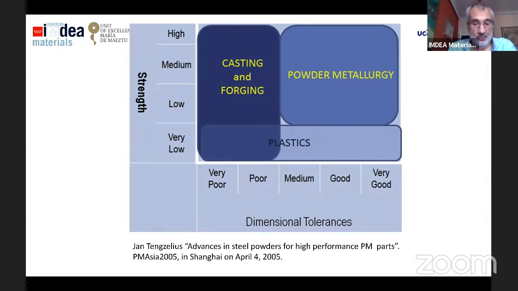So another way is to move in this graph, in which we can plot the strength against the dimensional tolerances. The conventional powder metallurgy could be found in this part of the figure, in which we have from medium to very good dimensional tolerances, and from low to very high strength. But of course, in this part of the graph, we could find the materials with low porosity and fine grain size. In this case, we have medium or poor dimensional tolerances and high strength. And here we could have the conventional PM materials with very good dimensional tolerances and low strength.